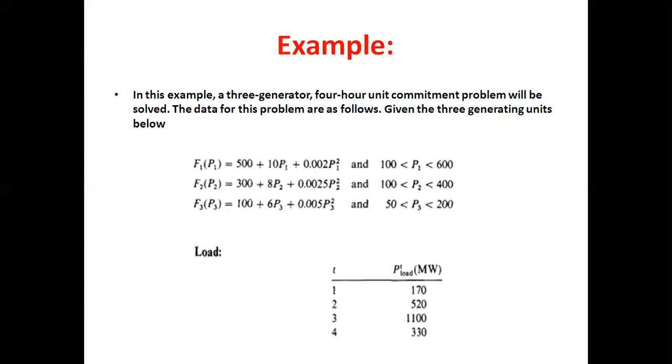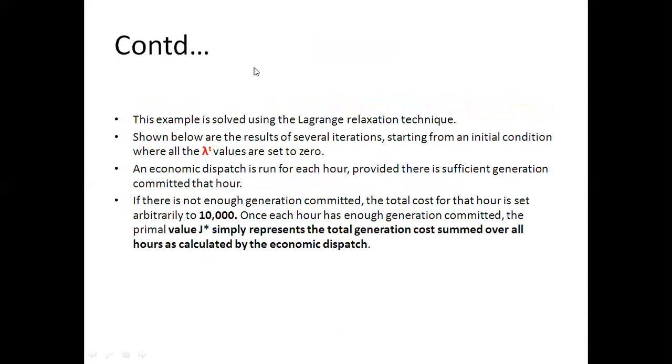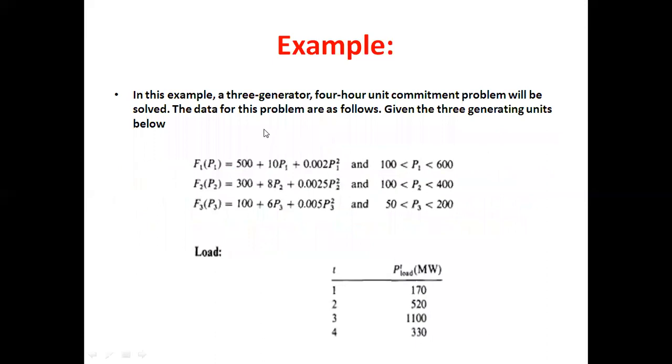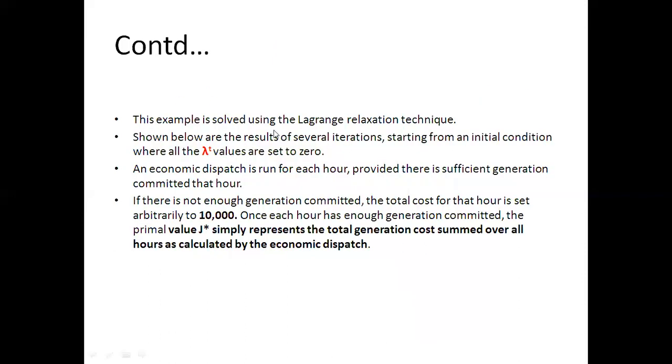So now, to solve this particular problem, we are starting from the initial condition where lambda t is set to 0, means lambda t equal to 0. Here we have seen that capital N equals 3 because 3 units are there, and 4 hours means capital T equals 4: 1, 2, 3, 4. And we are solving this with the Lagrange relaxation technique, starting from the initial condition where we put lambda to the power t equal to 0.